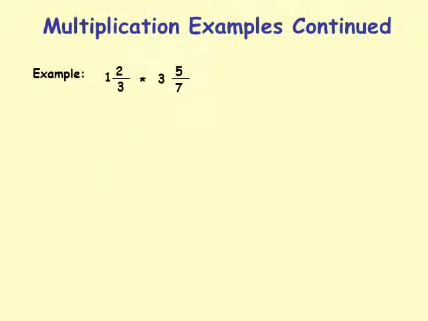Okay, let's do some more examples here. Example: a mixed fraction with 1 as a whole number and 2 divided by 3 as the fraction part, which is a proper fraction, times 3 as a whole number and 5 over 7 as a proper fraction part. We're going to multiply these two numbers together. First thing is we convert them into improper fractions.